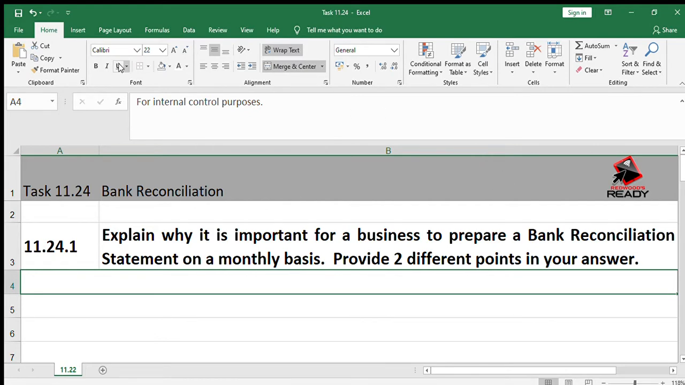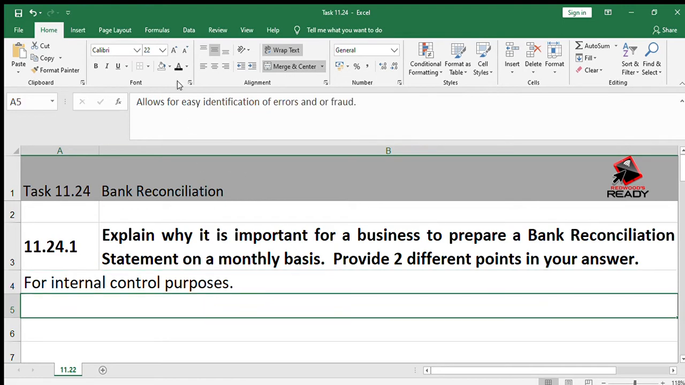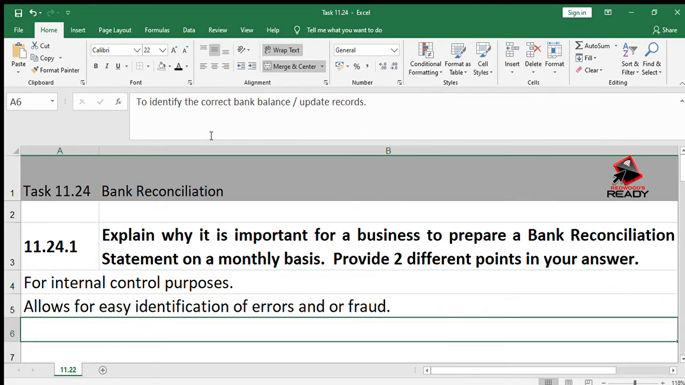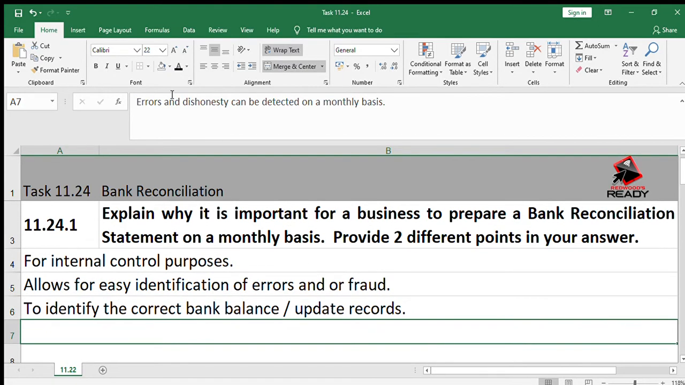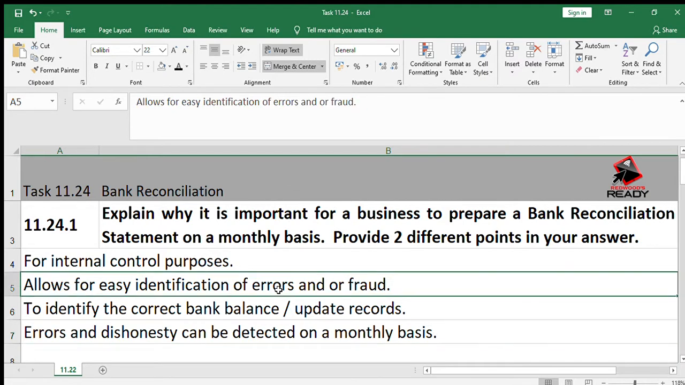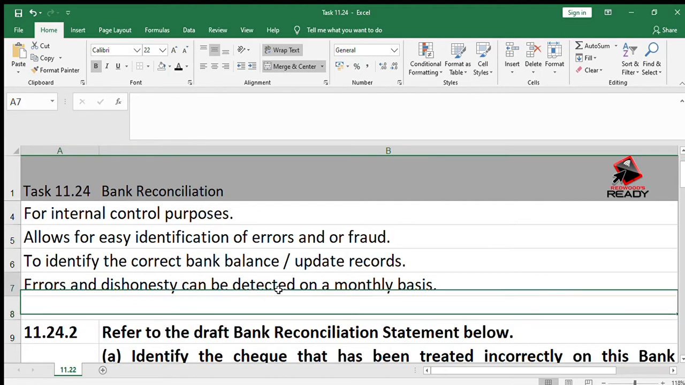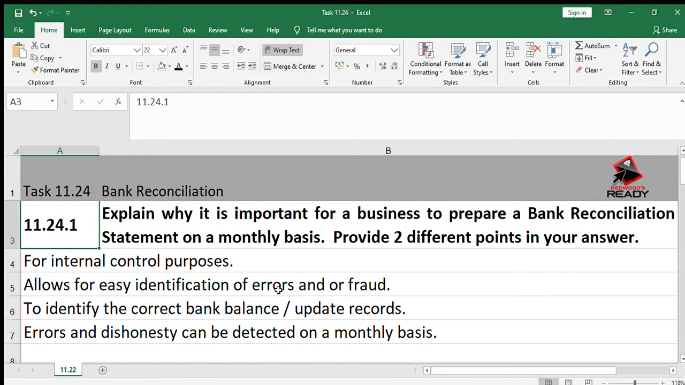Okay, the main reason that the bank reconciliation is performed is for internal control purposes. Okay, so that is to prevent and detect fraud. Okay, so it allows for easy identification of errors and or fraud, and identify the correct bank balance and update the records. Errors and dishonesty can be detected on a monthly basis. Okay, so this is obviously more than 2 points, but I've just given you a few extra.